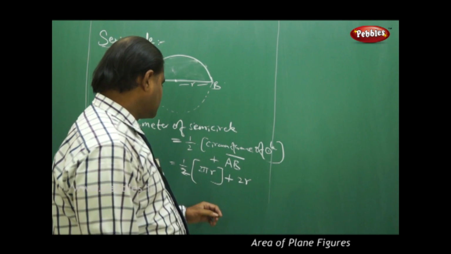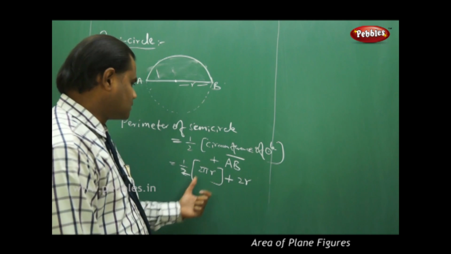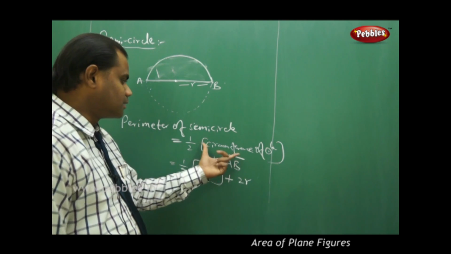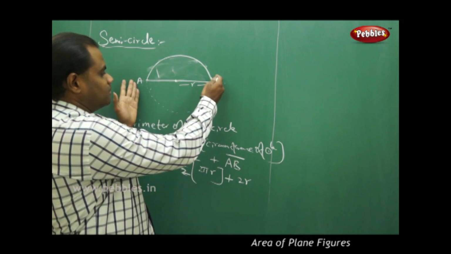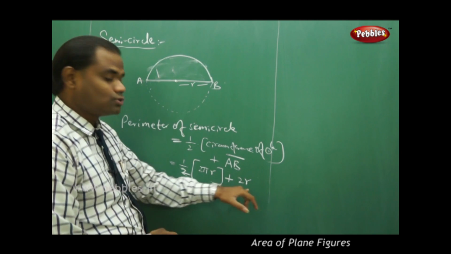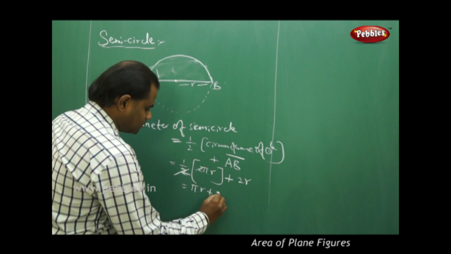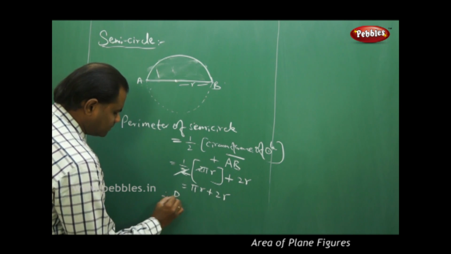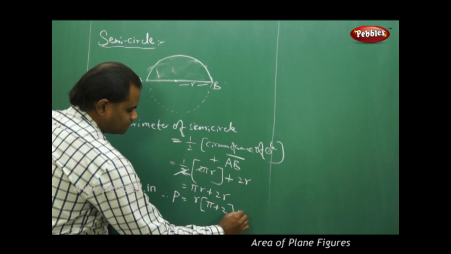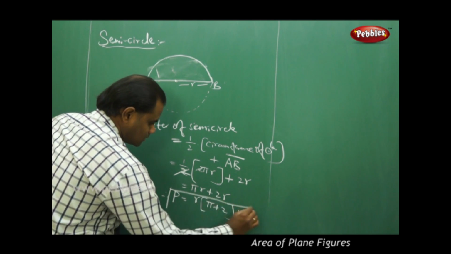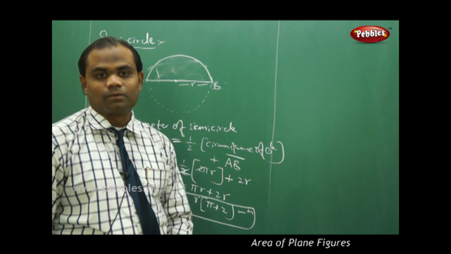So I can find the perimeter of a semicircle by taking half the circumference of the circle plus AB, where the circumference of the circle is 2 pi r, which when substituted in this formula gives me half times 2 pi r, plus AB, which is the diameter, twice the radius, hence 2r. Now when I cancel these two, I get pi r plus 2r. Therefore, my perimeter is r times (pi plus 2) units. This is how the perimeter of a semicircle is obtained, r times (pi plus 2).